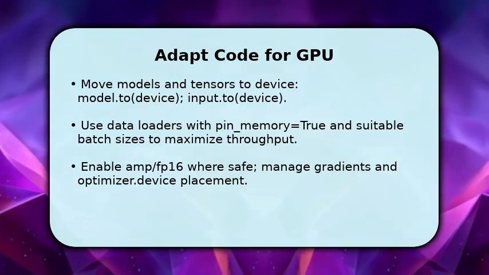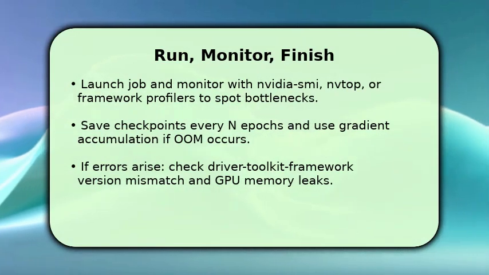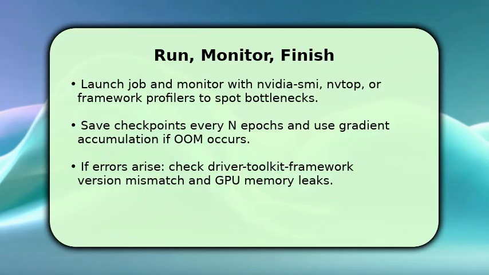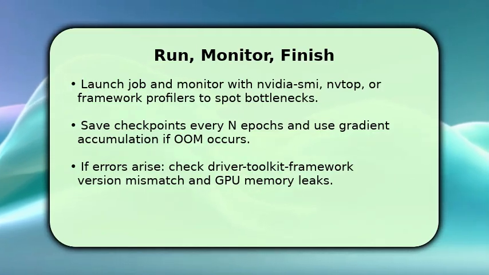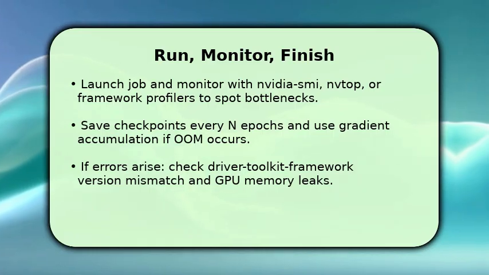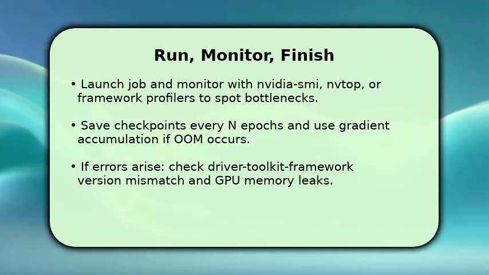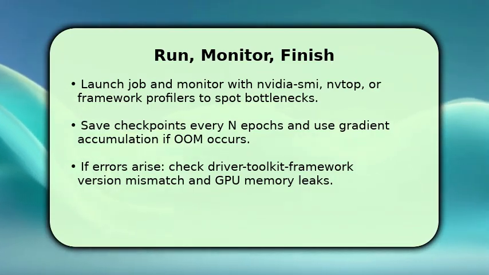Start the job and continuously monitor utilization via nvidia-smi or a profiler to ensure compute and memory are used efficiently. Make sure to save checkpoints at intervals and use gradient accumulation when batch size is constrained. If a run fails, check for driver, toolkit, and framework version mismatches and review memory usage for leaks. Often upgrading or rolling back CUDA/cuDNN to a compatible version fixes incompatibility.